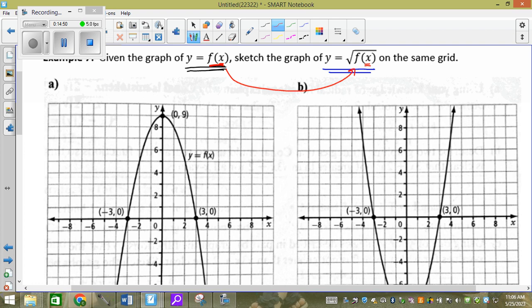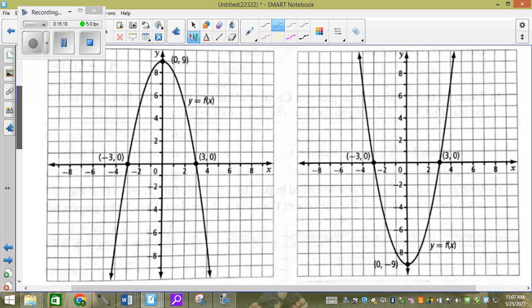I'm keeping my x's because they didn't change. X, x, nothing changed. But I went from f of x to root f of x. So how am I getting my new graph? Keeping my x's, square rooting my y's. That is the lesson. Literally, I'm not even joking. That is it. Okay, so we're going to try it on here. I keep my x's, I root my y's.